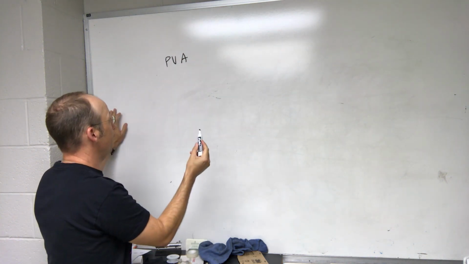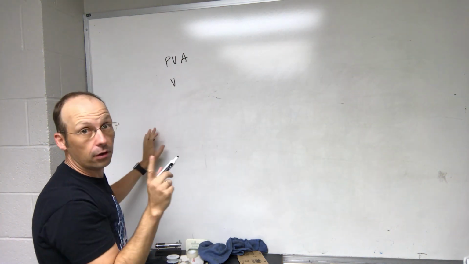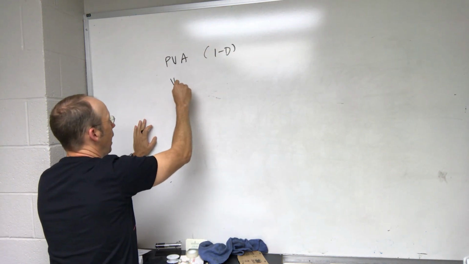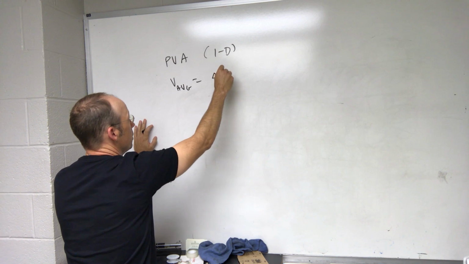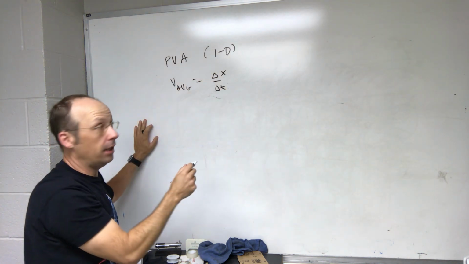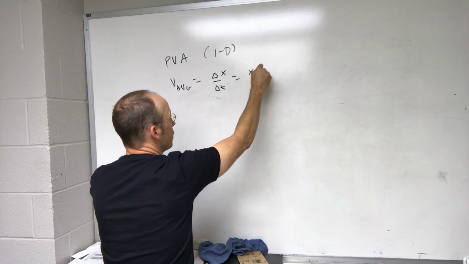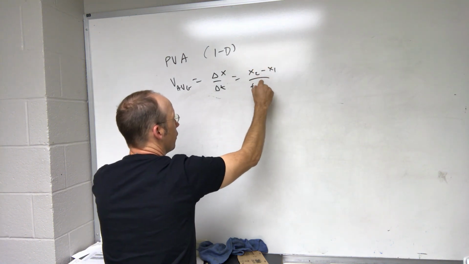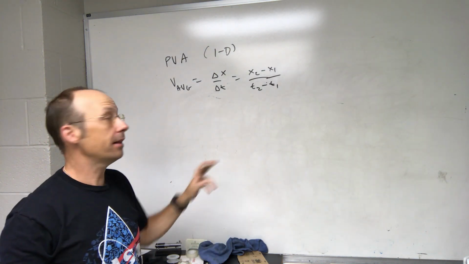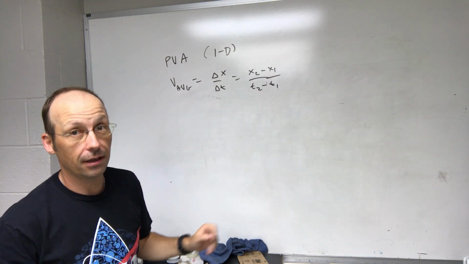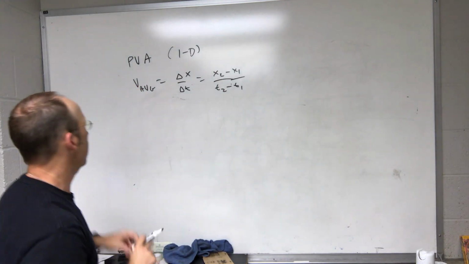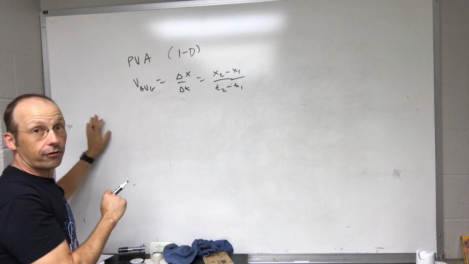So the first thing is the definition of velocity, average velocity, and this is all in one dimension, 1D. Average velocity is the change in position over change in time. Remember, that delta means change in. So this is really x2 minus x1 over t2 minus t1. Be careful. I see people put in things down here for delta t that is not delta t. So be careful about that. Okay, that's the first definition of average velocity.